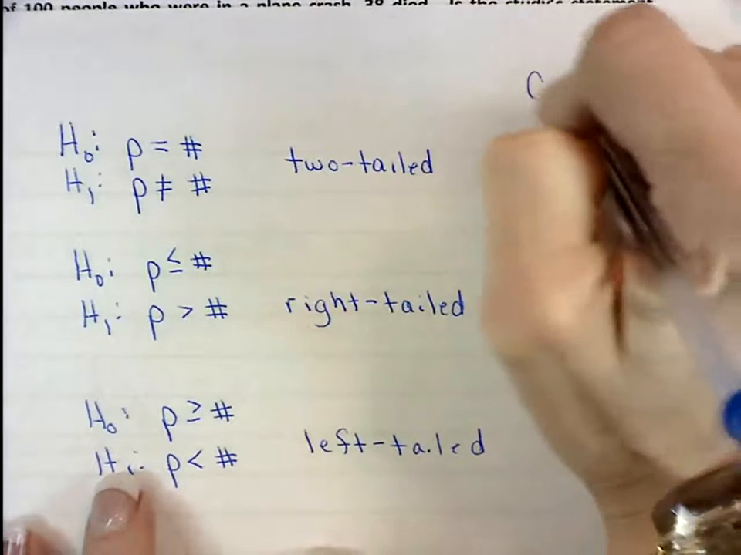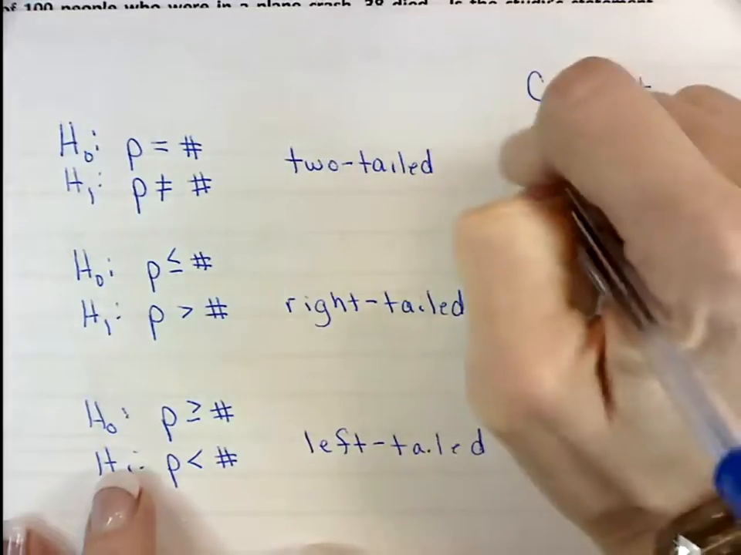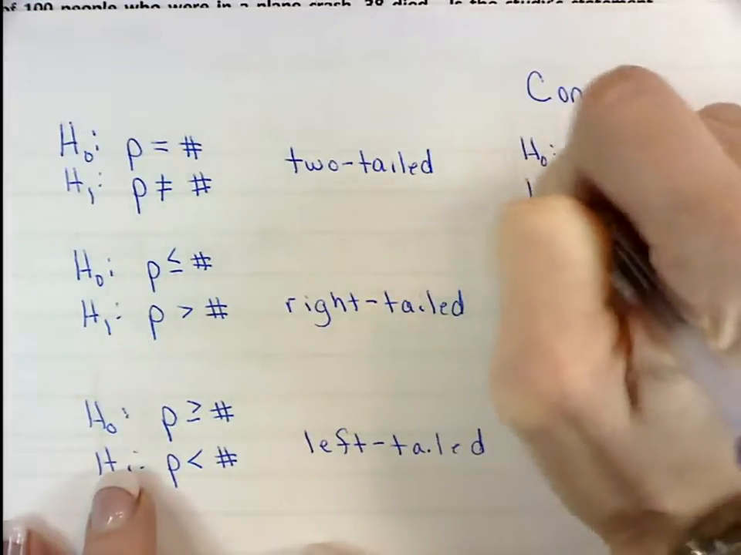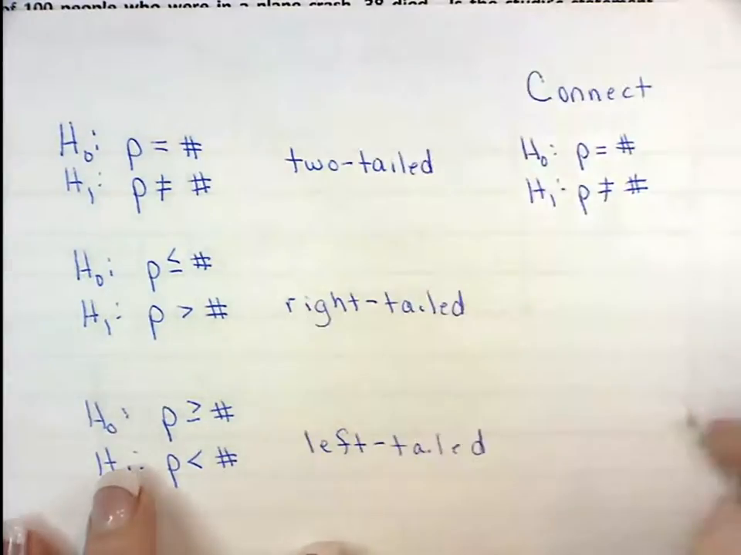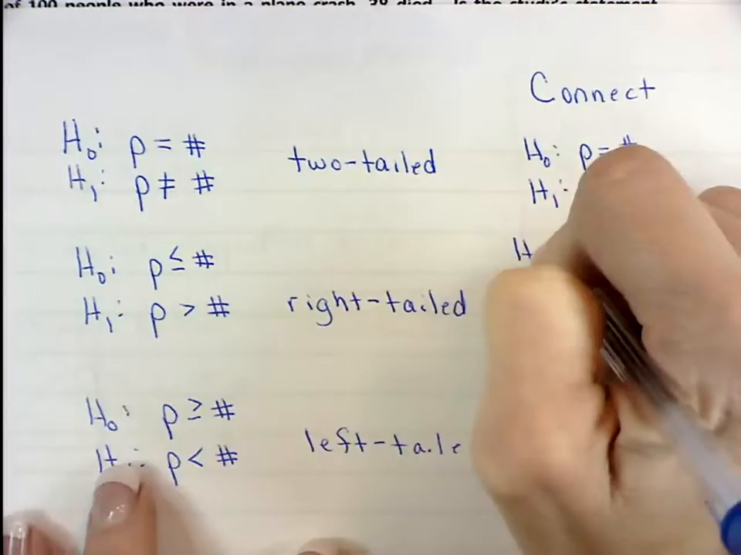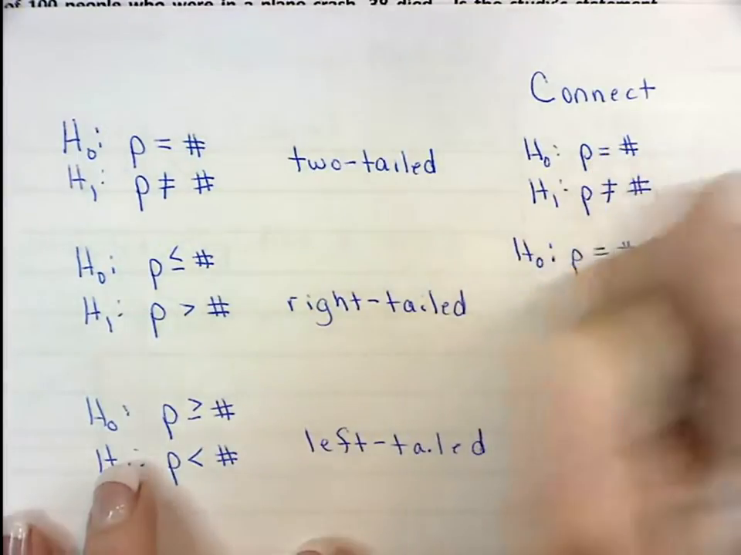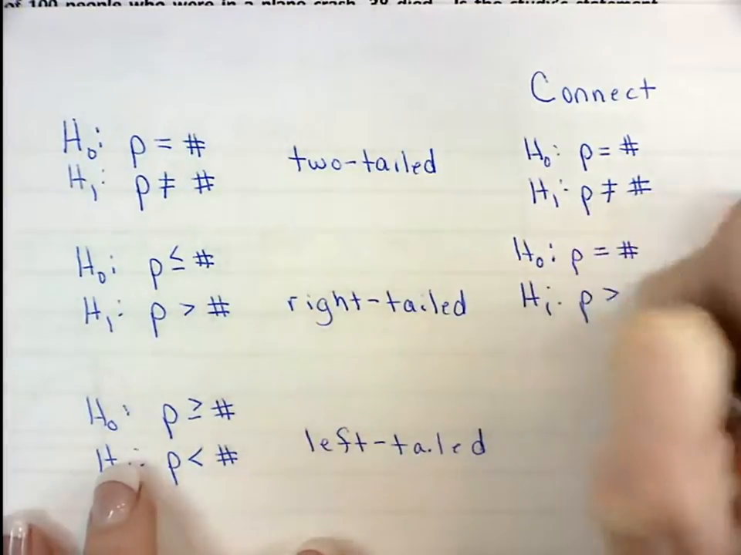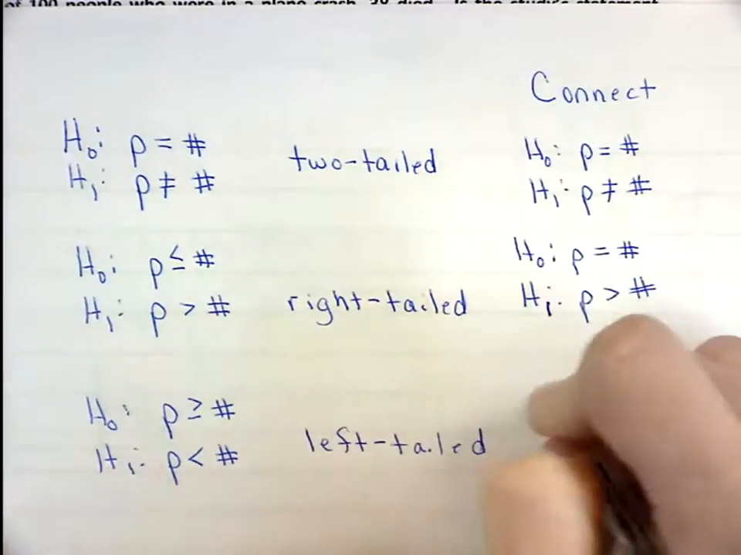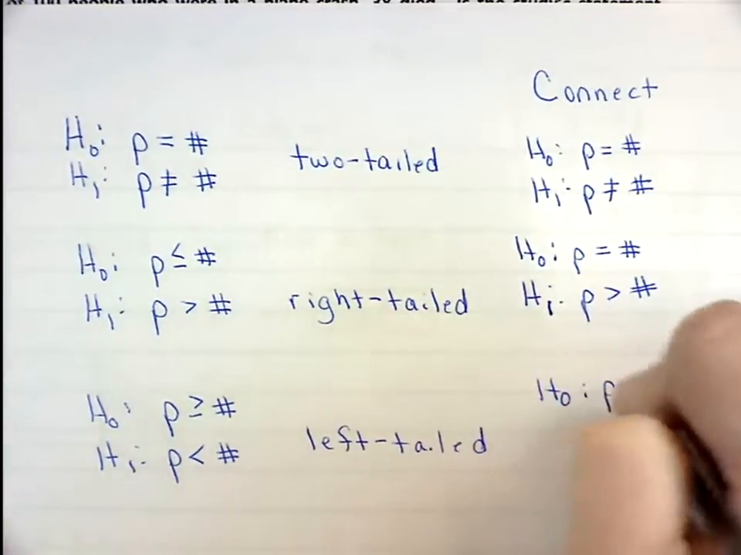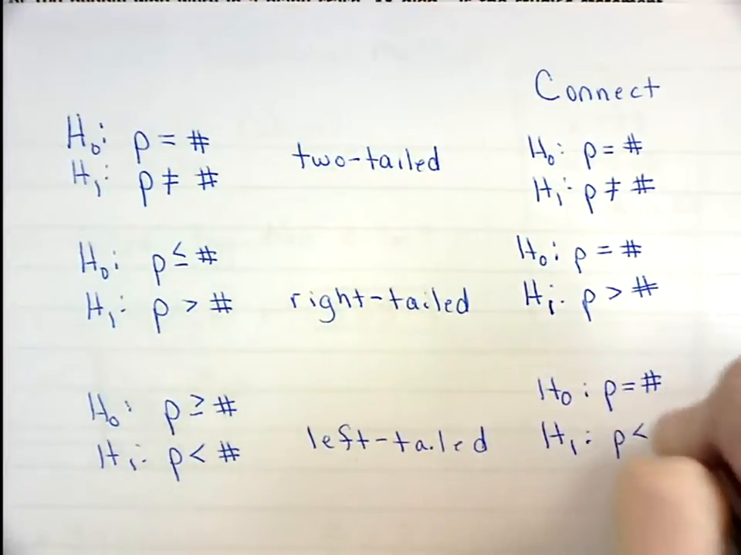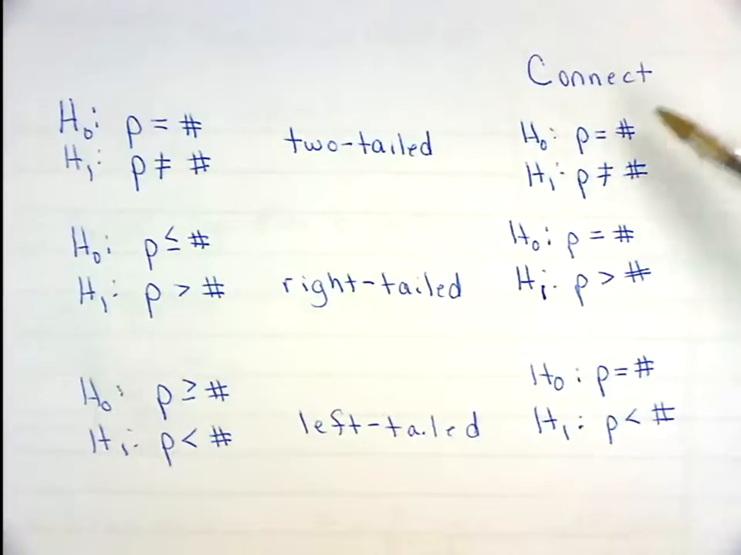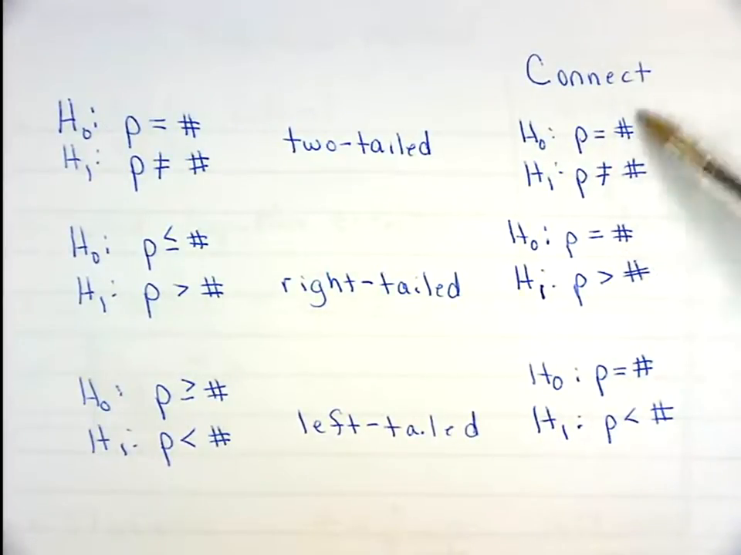Connect Math and the new edition of the textbook will look like this in the two-tailed. P equals a number. P does not equal a number, so they do agree. But with the right-tailed and left-tailed, the null is P equals a number, and the alternative here is P greater than a number for the right tail. For the left tail, the null is P equal to a number, and the alternative is P less than a number. Again, with the new edition of the textbook, the null statement always has equality.